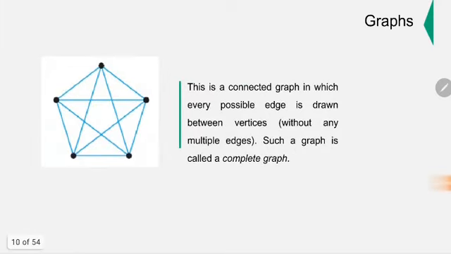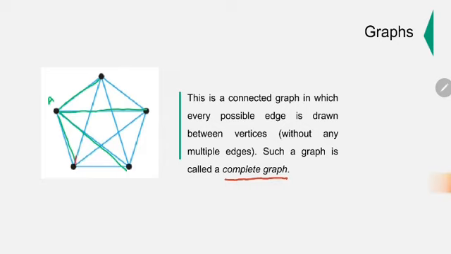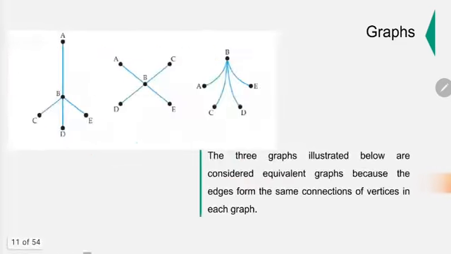Okay, now this one is a complete graph. You can see all the vertices are connected in all possible ways. What I mean is this vertex is connected to all the other vertices, and that's the same for each one of them. This one is connected to B, to A, to D, and to C. So this is a complete graph, and you don't have any multiple edges.